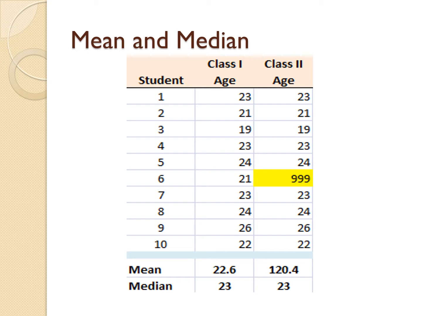However, if you look at the median, for both the classes, the median age is 23. And that's why median is better suited for data that has outliers.